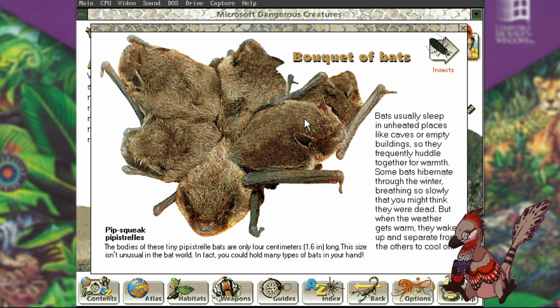Pipistrelles. I don't know how to pronounce it. Pipistrelles? Okay, yeah. Pipistrelle is a very adorable name. The bodies of these tiny pipistrelle bats are only 4 centimeters, 1.6 inches long. This size isn't unusual in the bat world. In fact, you could hold many types of bats in your hand.